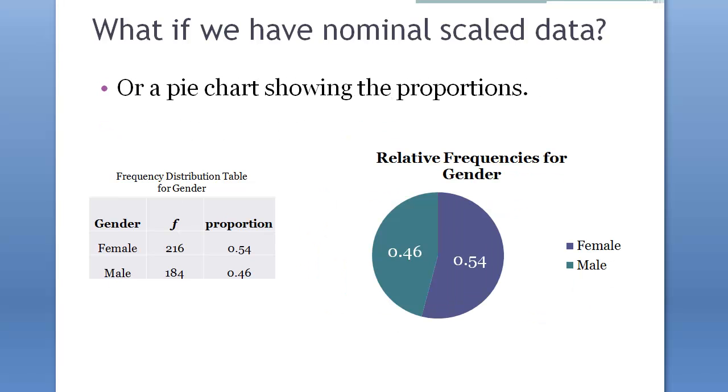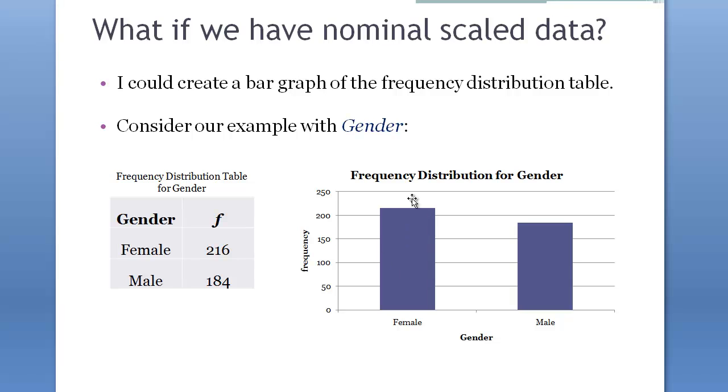And you can turn it into a pie chart, and you can use proportions like that too. And here you can also use proportions. Notice that the sum of all proportions is going to be 1. The sum of all percentages is going to be 100%, and 100% as a proportion is 1.